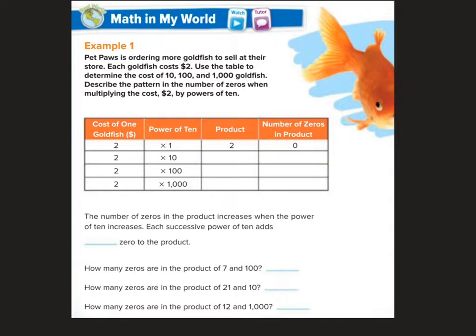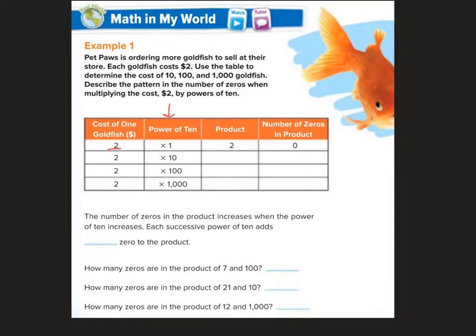Our first example says, Pet Paws is ordering more goldfish to sell at their store. Each goldfish costs $2. Use the table to determine the cost of 10, 100, and 1,000 goldfish. Describe the pattern in the number of zeros when multiplying the cost, $2, by powers of 10. When I look at my table, I see the cost of one goldfish remains the same. It's a constant, $2. Our variable that we're multiplying by is a different power of 10.